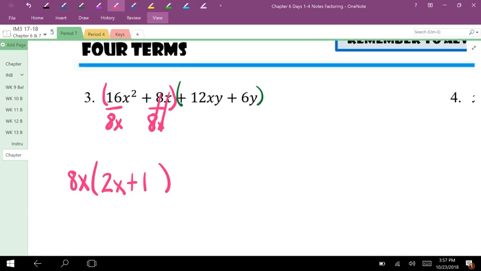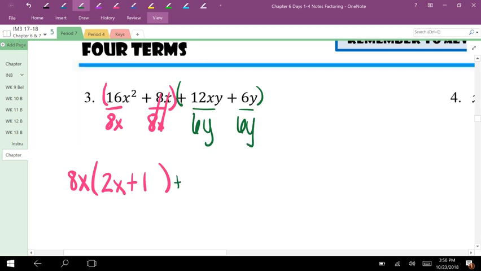Same thing here. We look at the GCF. The GCF of 12xy and 6y, we look at the numbers first. The number would be 6, because 6 both divides into 12 and divides into 6 evenly. So that is our GCF. But if you notice, they both have a y in common. So y will also be my GCF.